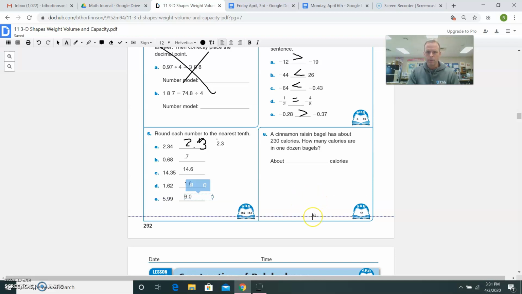Last one, cinnamon raisin bagel has about 230 calories. About how many calories are in 1 dozen bagels? You have to multiply 230 times a dozen, which is 12. Answer is 2,760 calories.